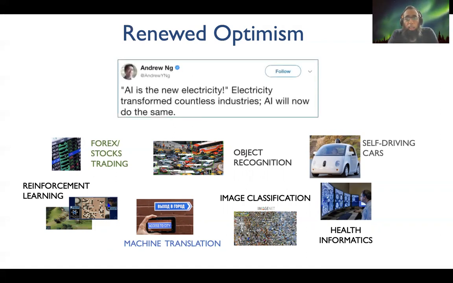And people are again optimistic about AI, just like we saw in the 1950s and 60s. A famous AI researcher, Andrew Ng, tweeted a little time ago, AI is the new electricity. Just like electricity transformed countless industries, AI will now do the same. So people are optimistic about technology in the same way. However, there is a need to be realistic and also to take stock of where we really are, so that we are able to see also the pitfalls and the caveats.